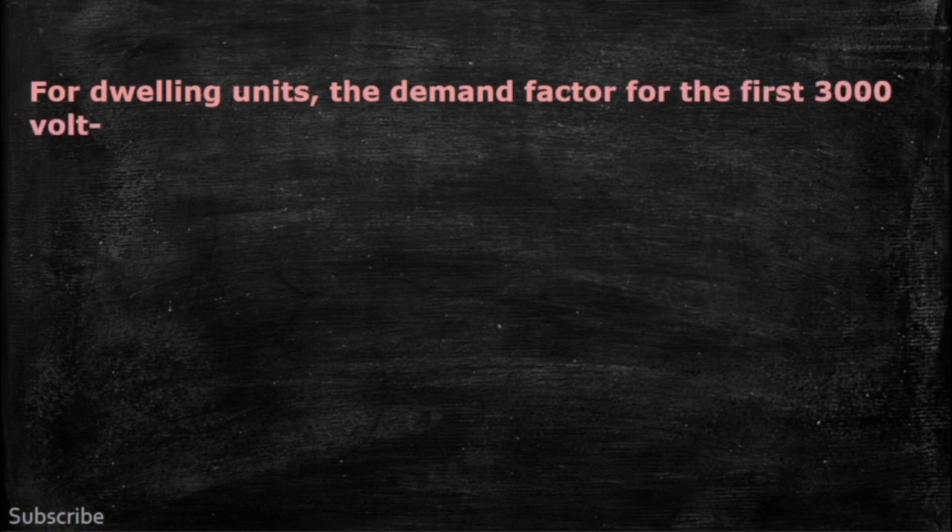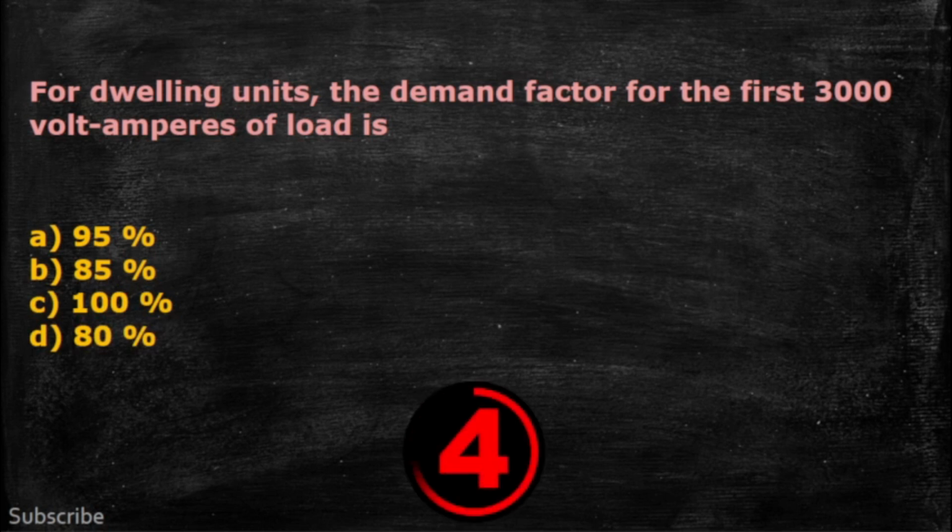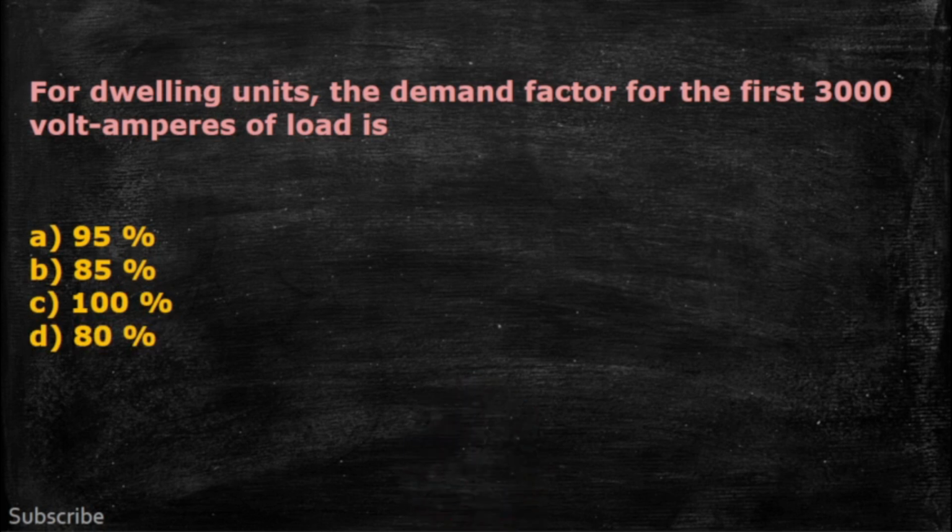Question number 16. For dwelling units, the demand factor for the first 3000 volt amperes of load is A. 95%, B. 85%, C. 100%, D. 80%. The correct answer is letter C, 100%.